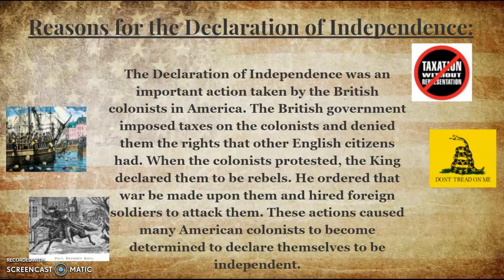The British government imposed taxes on the colonists and denied them the rights that other English citizens had. When the colonists protested, the king declared them to be rebels. He ordered that war be made upon them and hired foreign soldiers to attack them. These actions caused many American colonists to become determined to declare themselves to be independent.